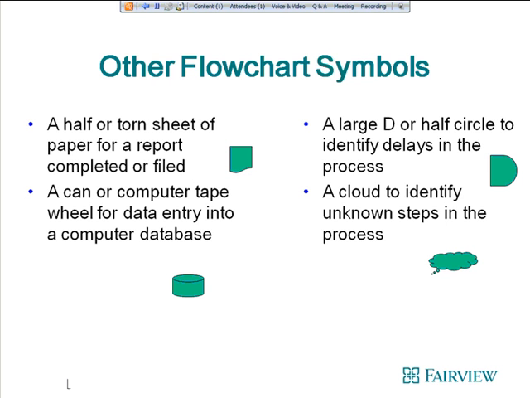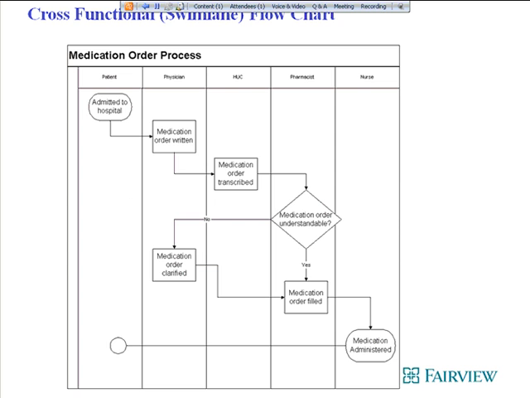Now, there's flowcharts, a different version. This is called a cross-functional or a swim lane flowchart. It's another version. It can also be called an integrated flowchart. What's nice about this is how the different roles or positions that are involved in the work are displayed. So this particular one, if you look across the top, reading from left to right, there's a column for patient, for physician, for HUC, for pharmacist, for nurse. So then it really jumps out.